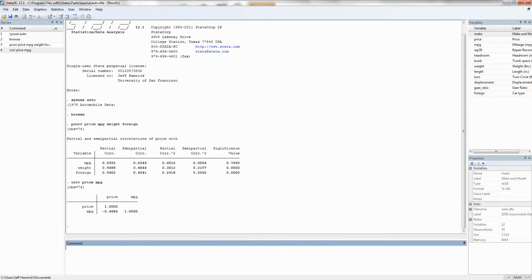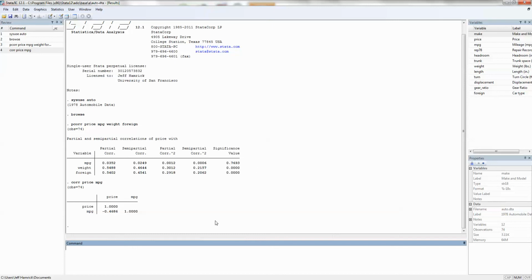However, once we account for the effect of weight and for the foreign versus domestic indicator variable, the correlation between price and miles per gallon is not actually particularly strong. In fact, if we have a statistical test on that partial correlation coefficient, it's not a statistically significant partial correlation, meaning most of the information contained in the relationship between price and miles per gallon is actually contained already in the relationships between price and weight and price and foreign. So miles per gallon does not add a lot of explanatory power above and beyond weight and whether or not the car is foreign or not.